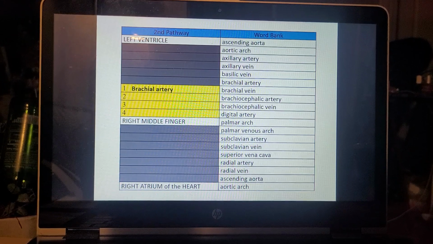Brachial artery. Radial artery. Palmar arch. Digital artery. Leaving the right middle finger.